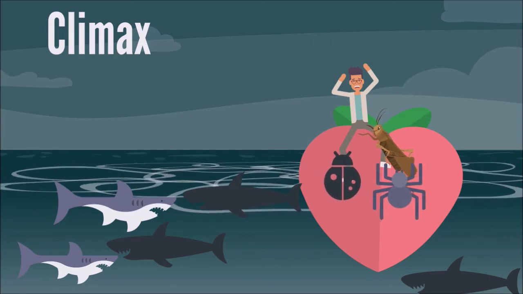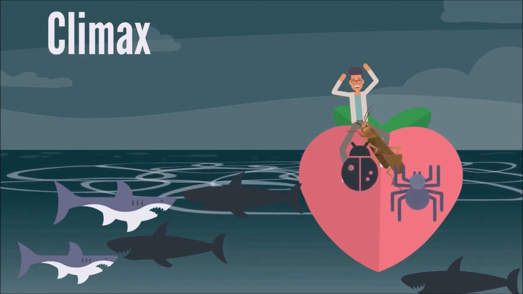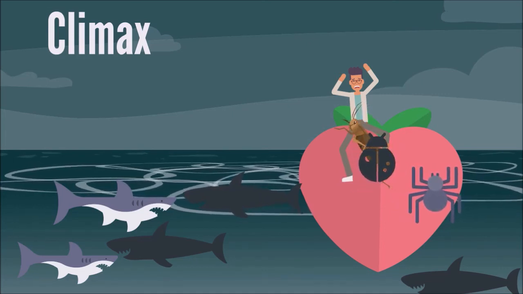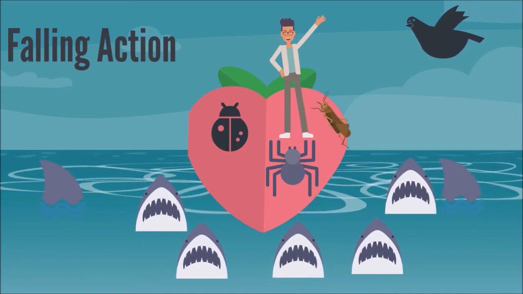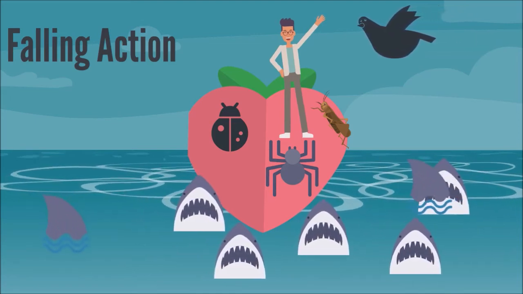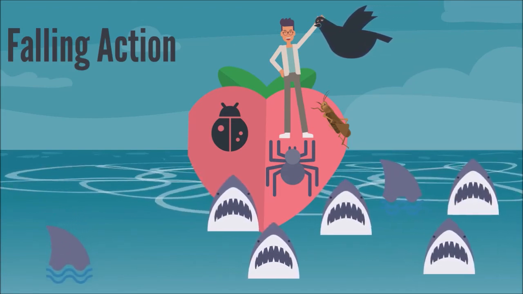Suddenly, the characters realize that the shapes in the water are sharks. There's panic. The insects all turn to James for a solution. You guessed right, this is the climax. James comes up with a clever plan to save his friends. He uses the resources around him. There's a sense of relief because of his plan. This is the falling action.